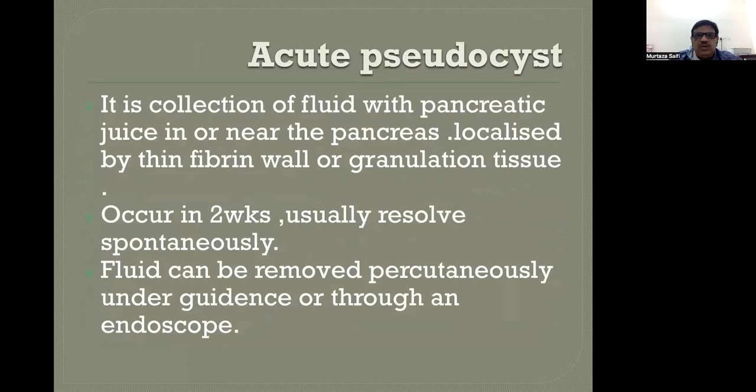Acute pseudocyst is a collection of fluid with pancreatic juice near the pancreas, localized by a fibrous wall of granulation tissue. It occurs within 2 weeks and usually resolves spontaneously. Fluid can be removed percutaneously under guidance or through an endoscope.